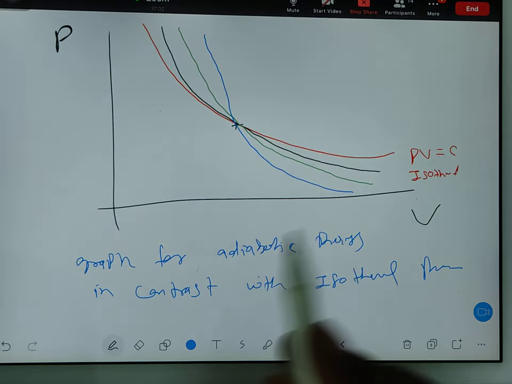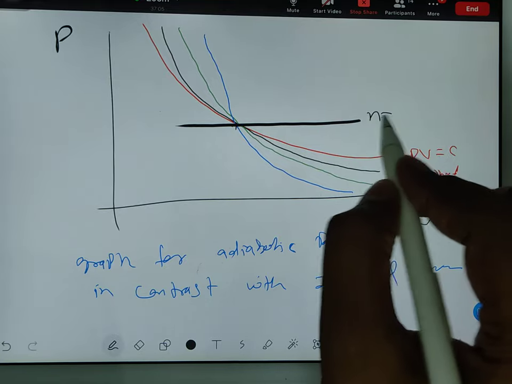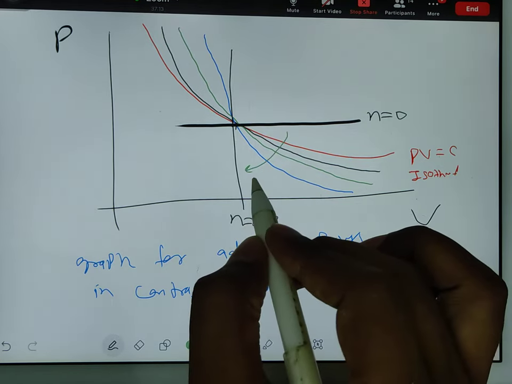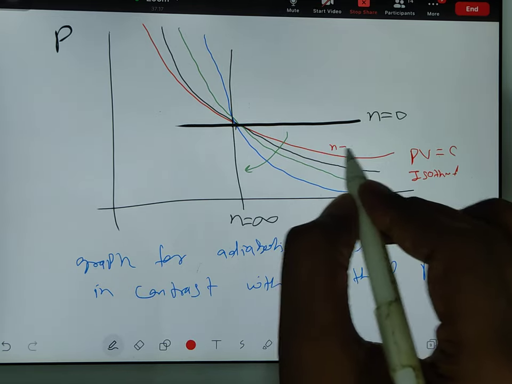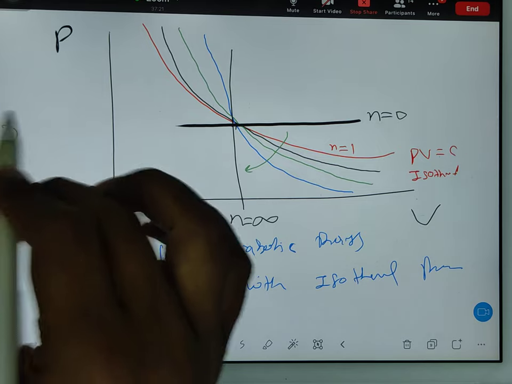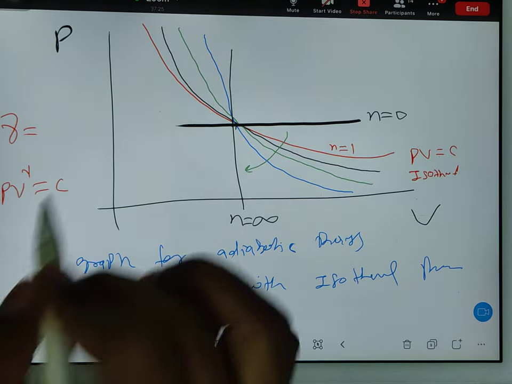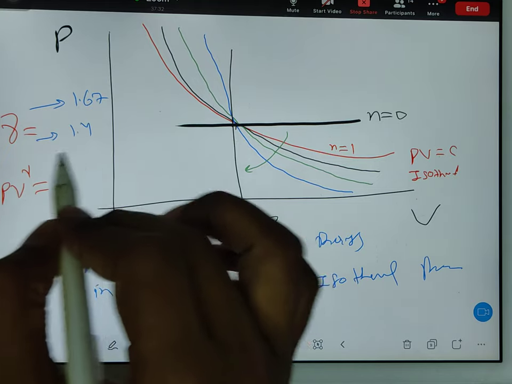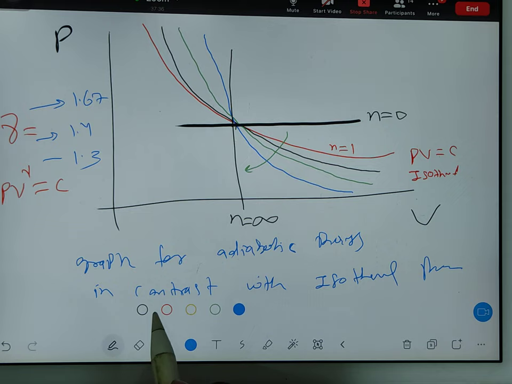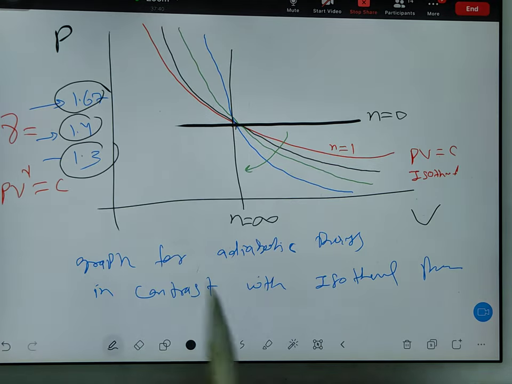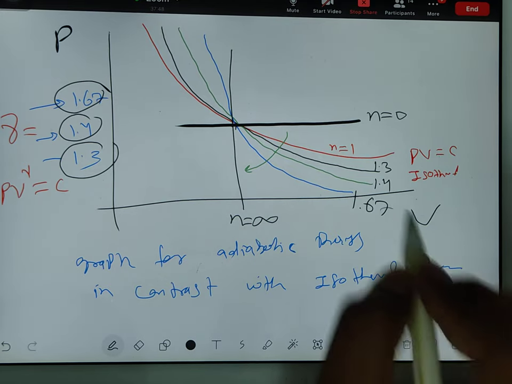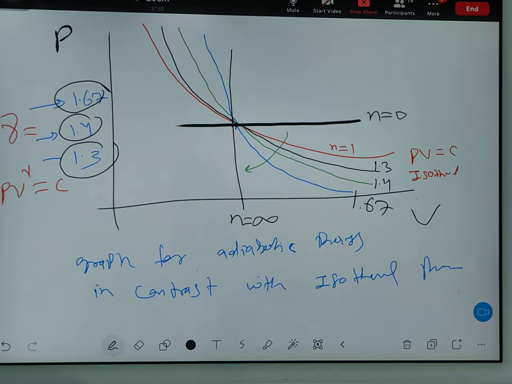one line like this. And you can see this line was for n is equal to 0, and this line was for n is equal to infinite. The n value is increasing in this direction, correct? So this value is n is equal to 1. Whatever values I have available for gamma, that only will make PV^gamma equal to constant. So gamma has three values: for monatomic 1.67, for diatomic 1.4, for triatomic 1.3, or you can say 1.33. The smallest value is 1.3. So this line is for gamma 1.3, this line is gamma 1.4, this line is gamma 1.67. I hope it's very clear, correct? Any doubt in this diagram? How to arrange the gamma values? If no doubt, then we can go ahead.